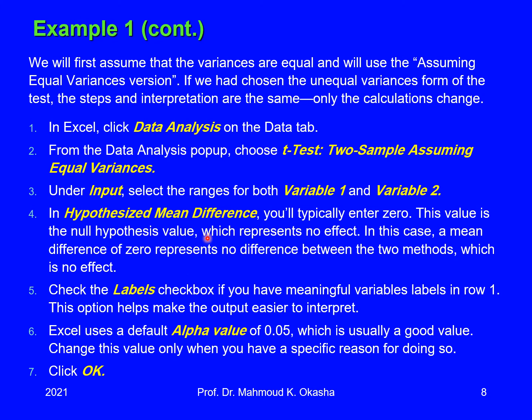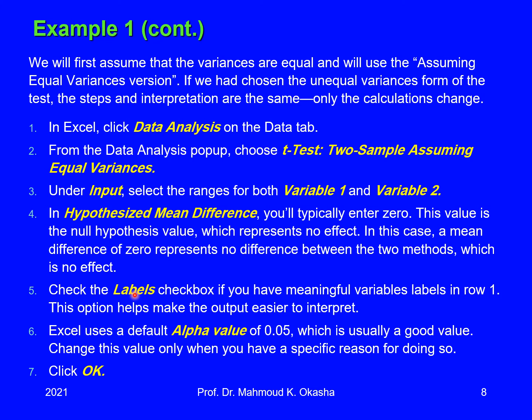The hypothesized mean difference, we should put it as 0 because we want to test whether the two methods are the same or not. So the difference is 0. mu1 minus mu2 equals 0. Testing whether mu1 equals mu2 is the same as testing whether mu1 minus mu2 equals 0. So the hypothesized mean difference is 0. We write 0, right?